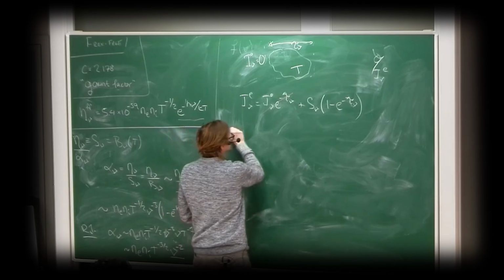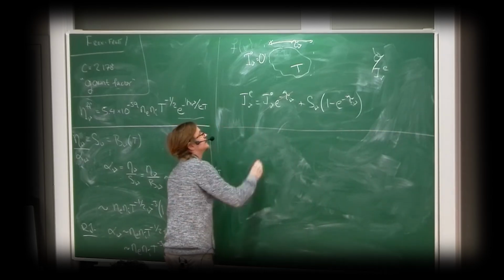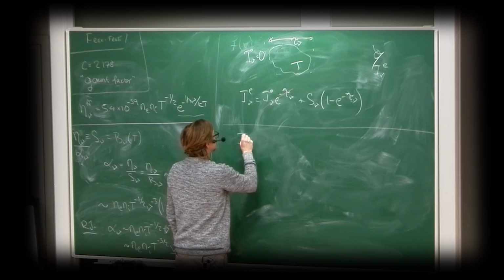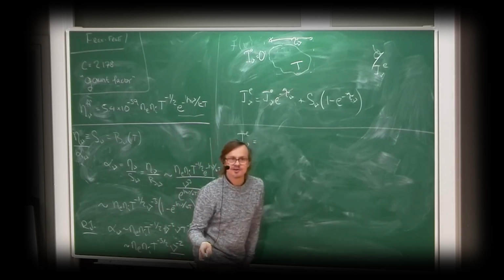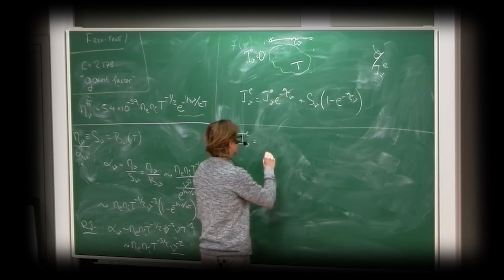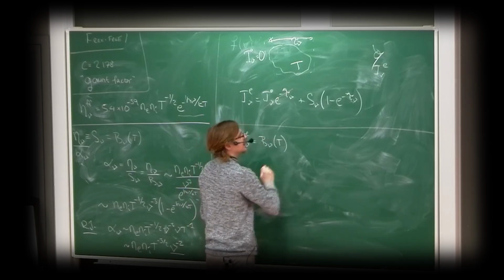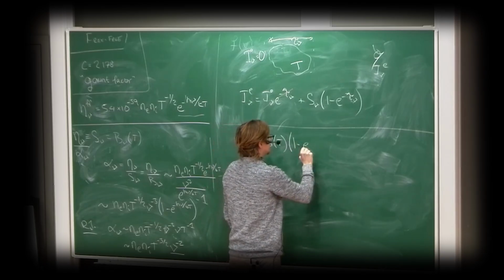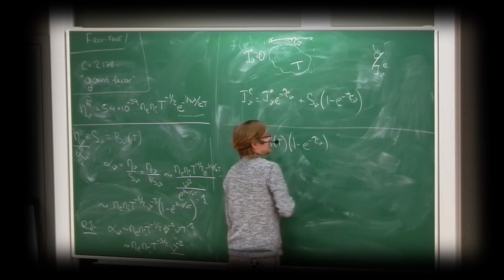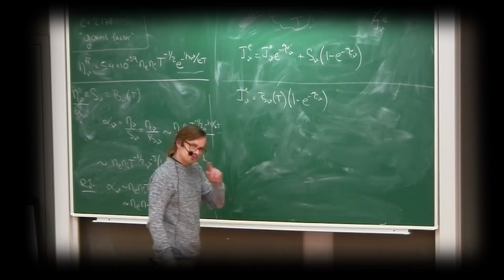Then we can see that our I nu emergent is going to be S nu, and S nu we know. That's the Planck function at temperature T for a given frequency, times 1 minus e to the minus tau nu. And that's all there is here. So let's look at the two cases.